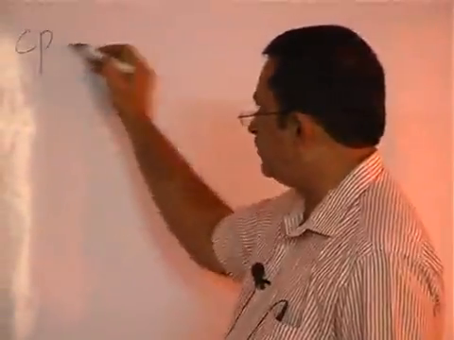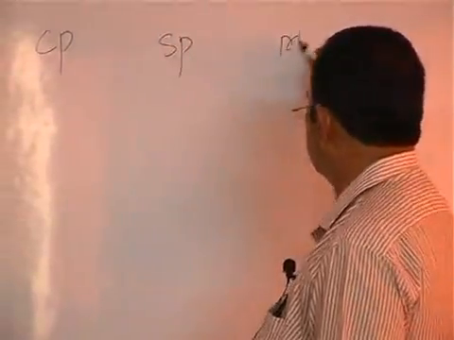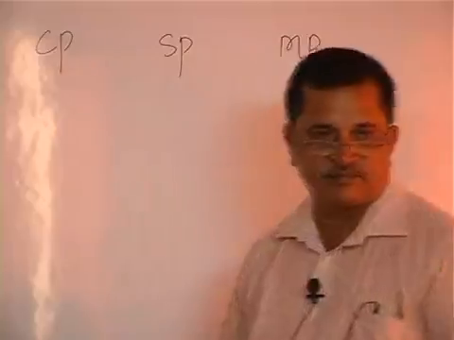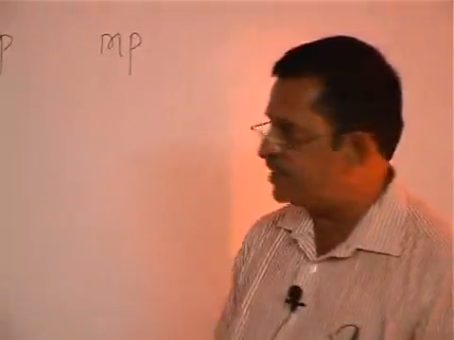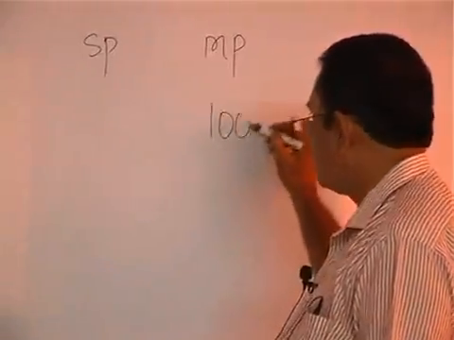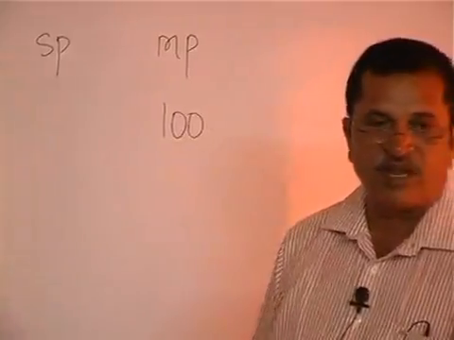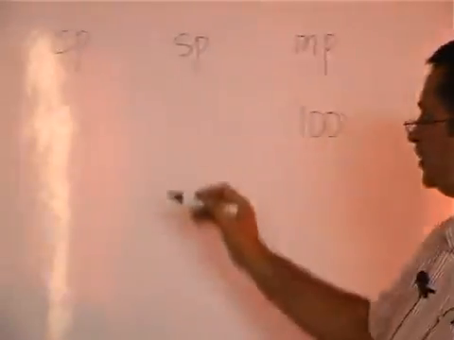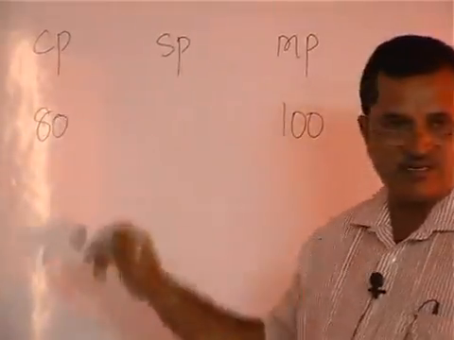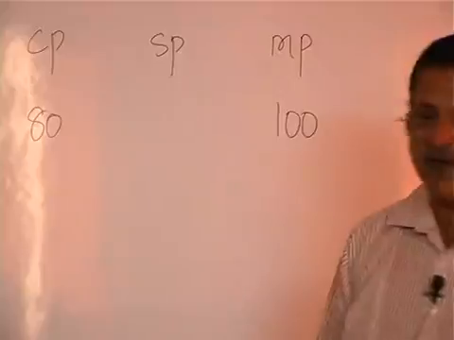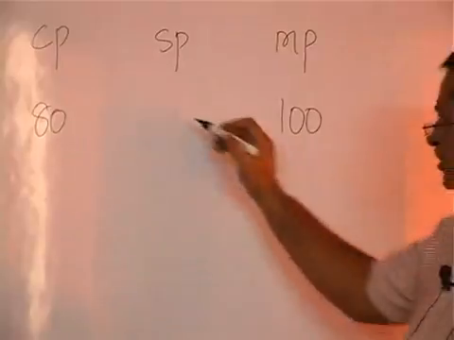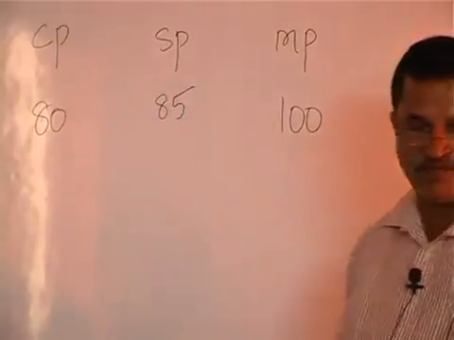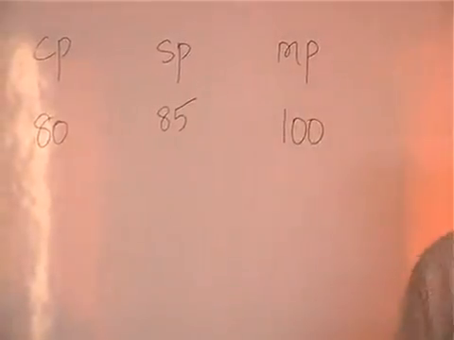Related to all the three, the sequence should be like this: cost price, selling price, and then market price. The cost price of an article is 80% of the market price, means 100 assume as the market price. Then what would be the cost price? 80, is it not? 20% discount is allowed. And after this, how much discount is allowed? 15% discount is allowed, means at what rate is sold? 85. Find the gain percent.